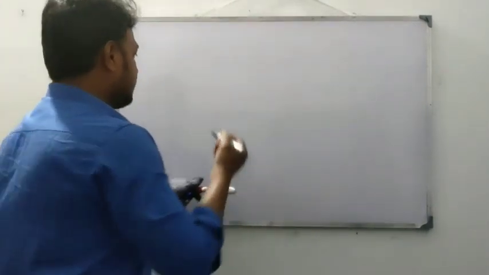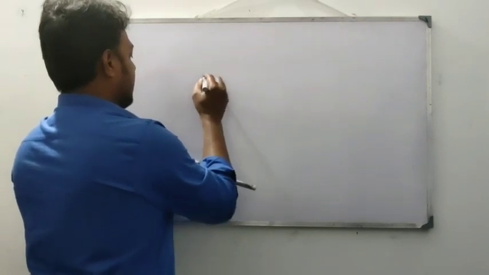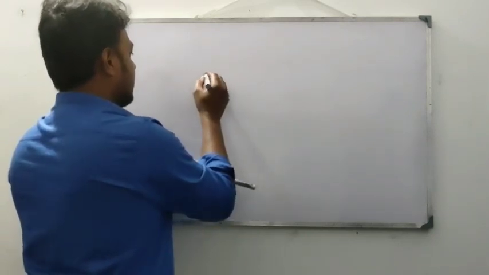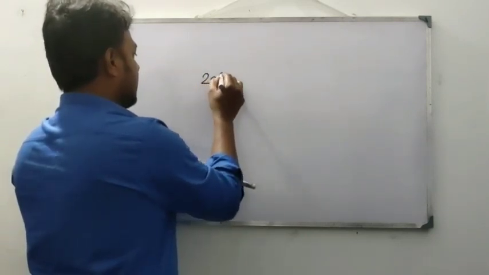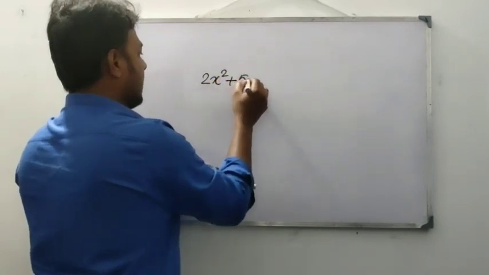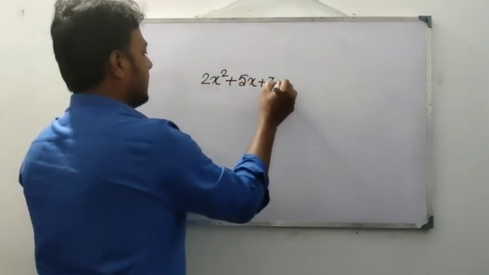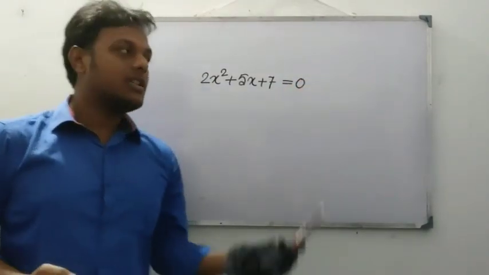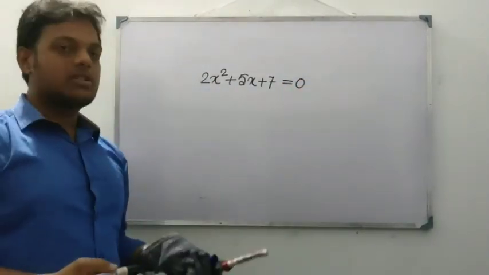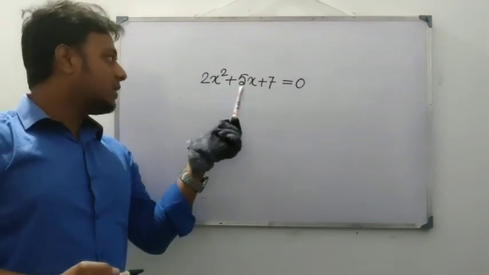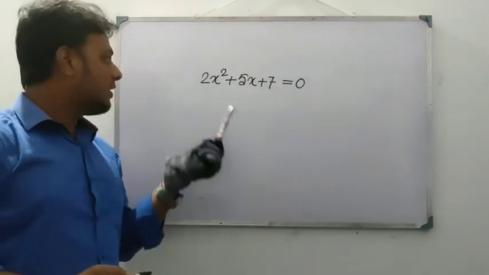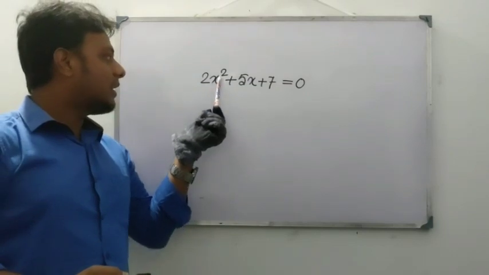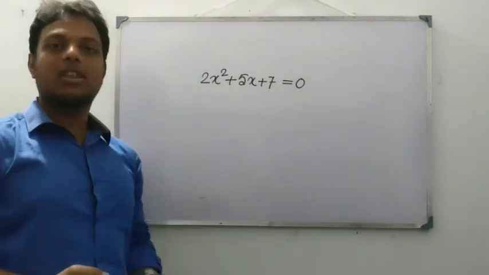Suppose I am giving you an example: 2x² + 5x + 7 = 0, and I am asking you what is the degree of this equation. You will give the answer: sir, here the variable is x and the highest power is 2, so this is a 2-degree equation.